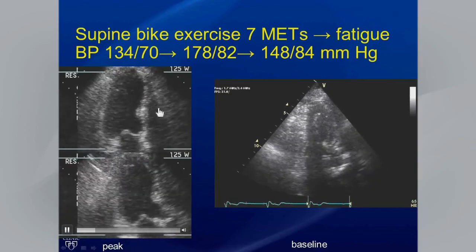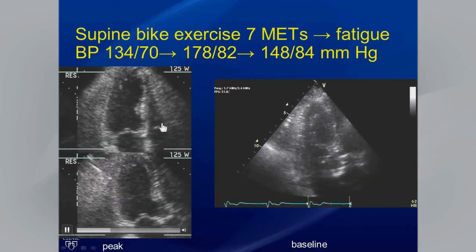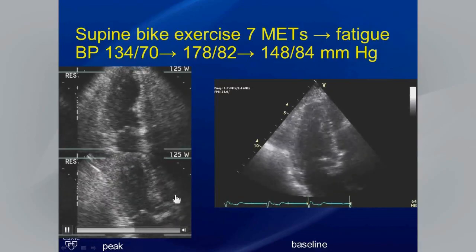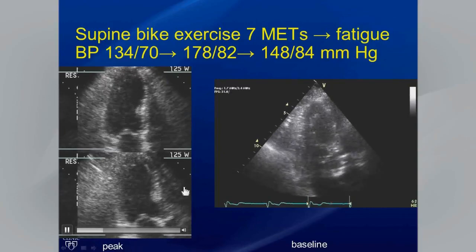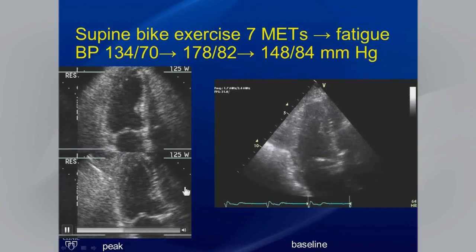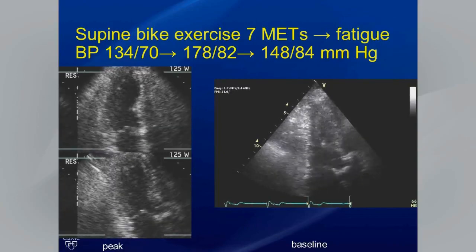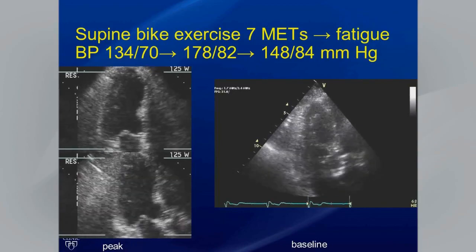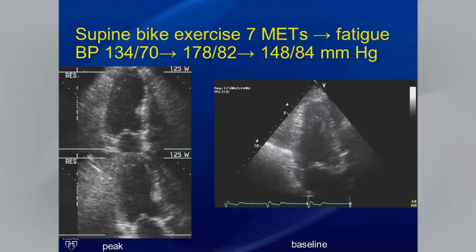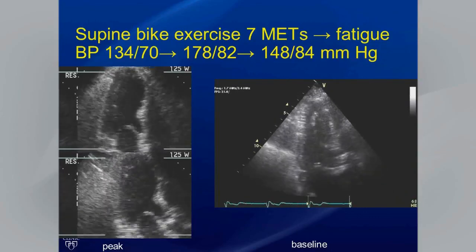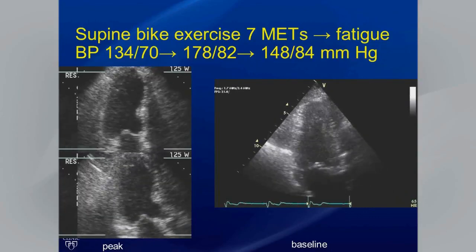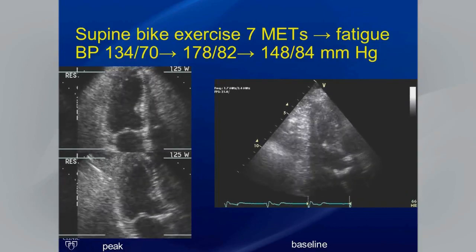And here's what was going on with his left ventricle at that time of that decrease in blood pressure. This is an apical 4-chamber view and an apical long axis view. And you can see that his left ventricle has dilated and his ejection fraction has decreased. So this is evidence that his ventricle really is not tolerating the stress of exercise. And therefore, based on this, the patient was referred for aortic valve intervention.